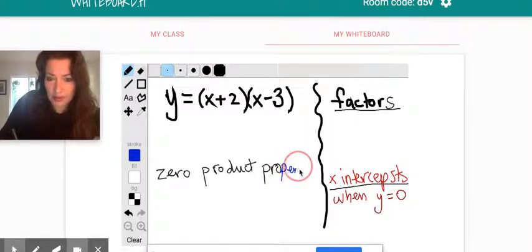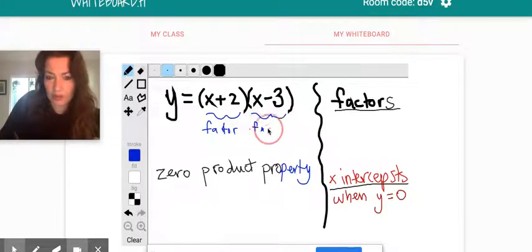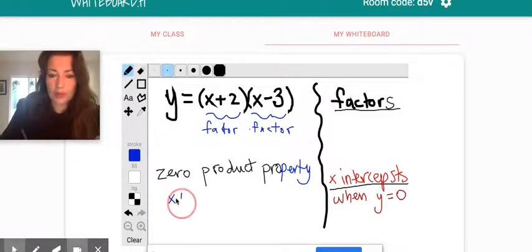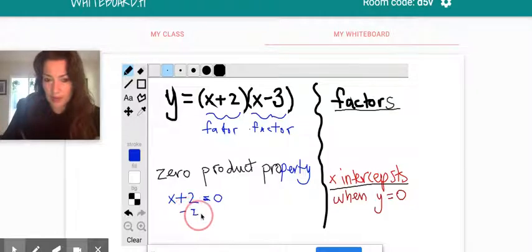It's basically when we take every factor, so this right here is a factor, so this is one factor. Remember what a factor is. Any number that multiplies another number is a factor. So here is our other factor. And if we take our two factors and set each one equal to 0, x plus 2 equals 0, we subtract 2 on both sides, and we get that x equals negative 2.